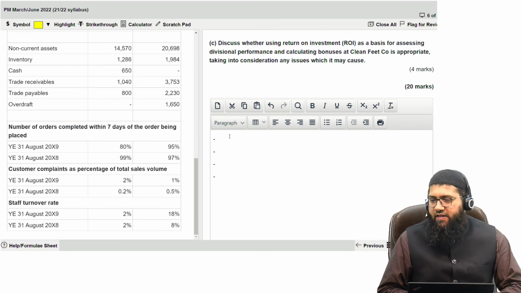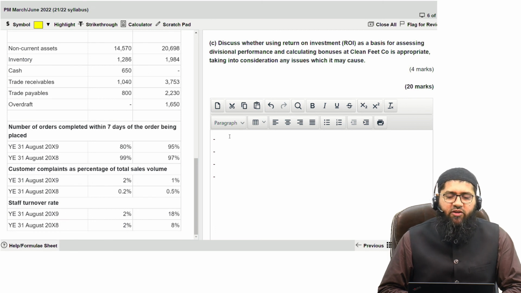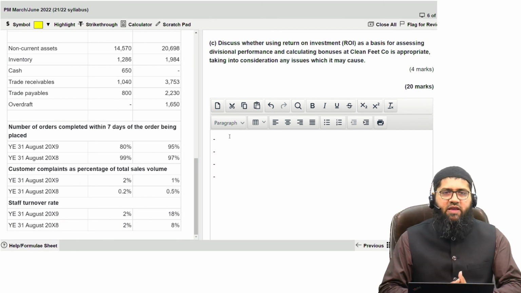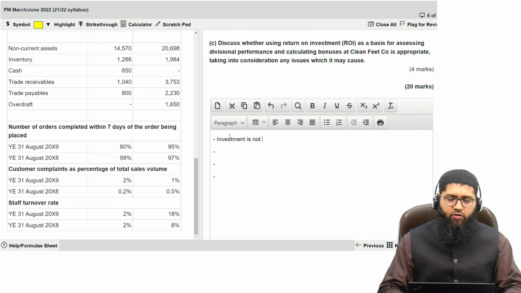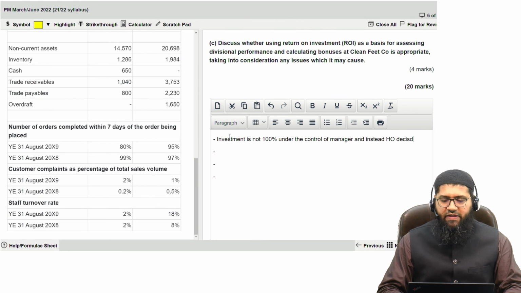Okay, I could just say: discuss whether return on investment as a basis for assessing divisional performance and calculating bonus at Clean Feet is appropriate, taking into consideration any issues which it may cause. So now let me give you an idea of what's going to happen. You could see that the investment is not 100% under the control of the manager, and instead head office decides about the investment.